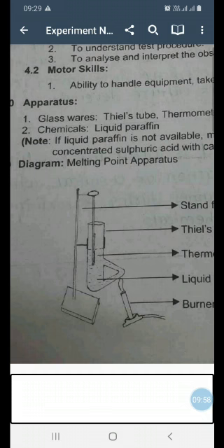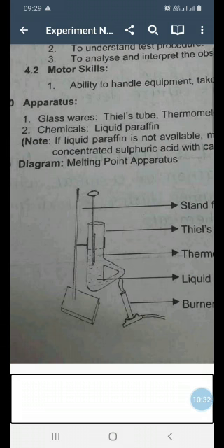Now, while immersing this thermometer in the Thiele's tube, you should take care that this thread or rubber ring should not come in contact with the liquid paraffin. Otherwise, what will happen? During heating, this rubber band will break and your capillary will detach from the thermometer. And again, the whole experiment you have to repeat. So that care you have to take, that the thread or rubber band should be slightly above the level of liquid paraffin.